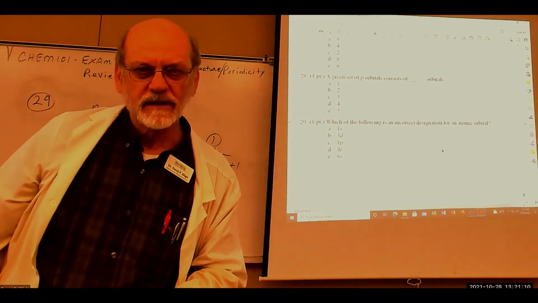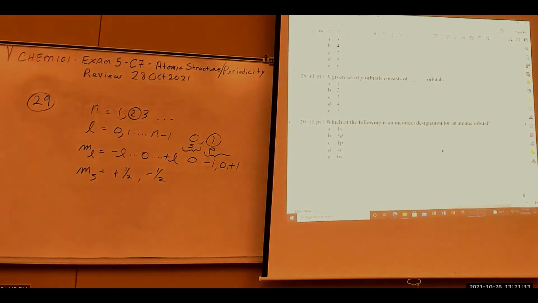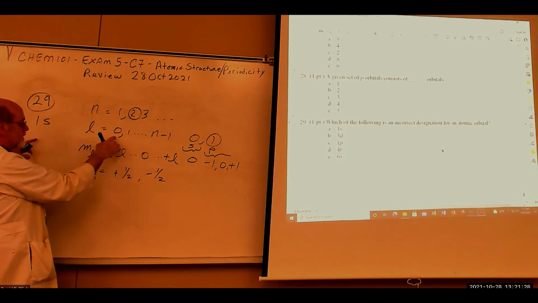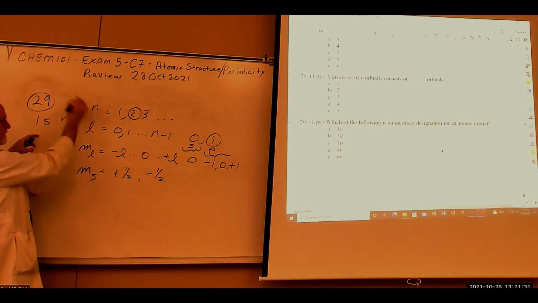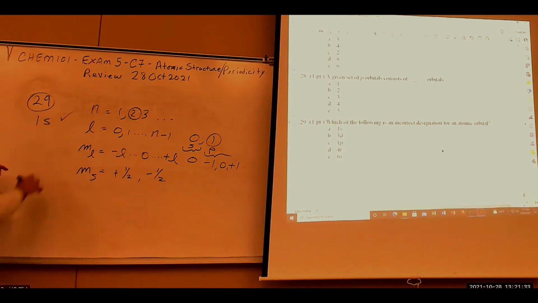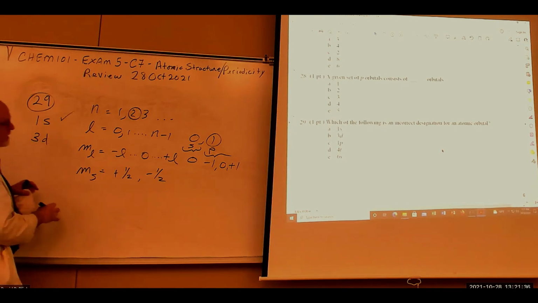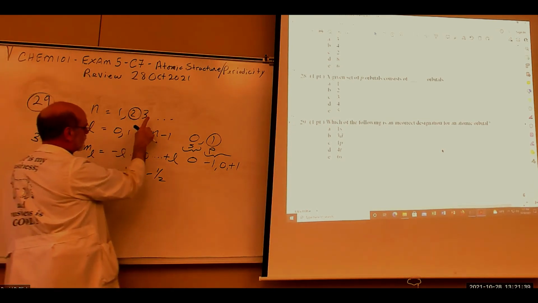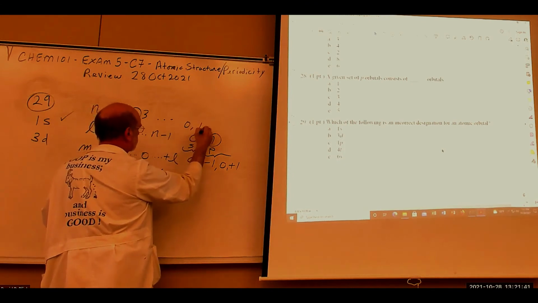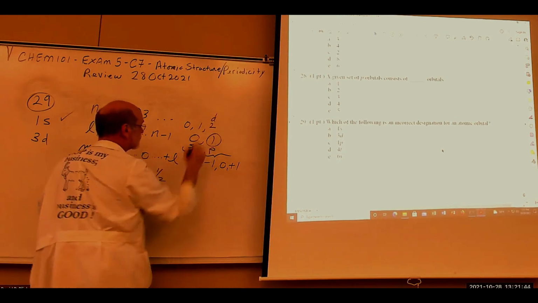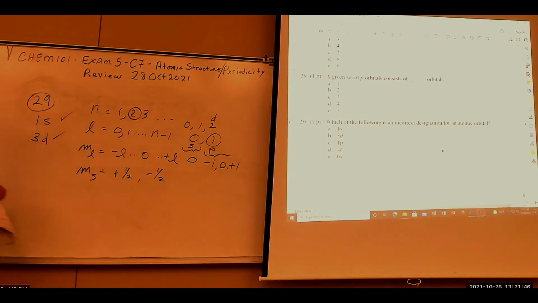Check my peanut gallery. Okay, no new faces. Which of the following is an incorrect designation for an atomic orbital? Okay. So now let's take a look at it. 1s, is that valid? Yeah. If this is 1, then you can have a 0, which is an S. That was good. How about 3D? 3 can have 0, 1, and 2. And 2 is D. So that's good.